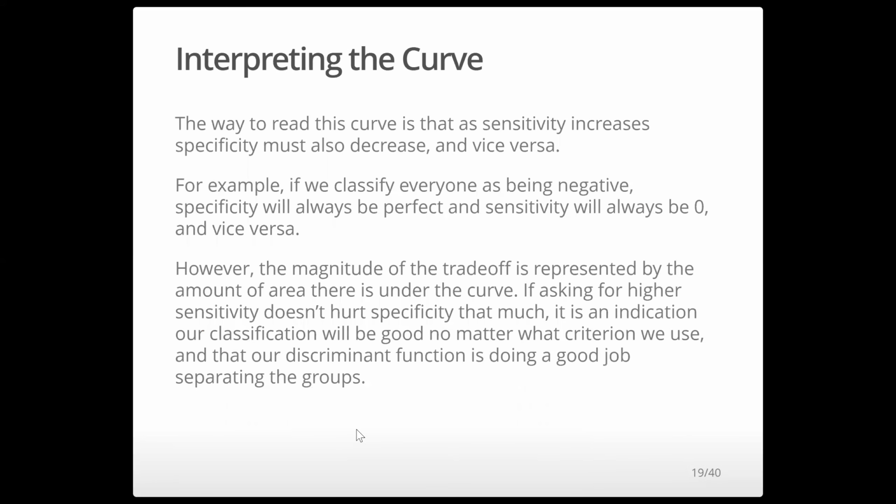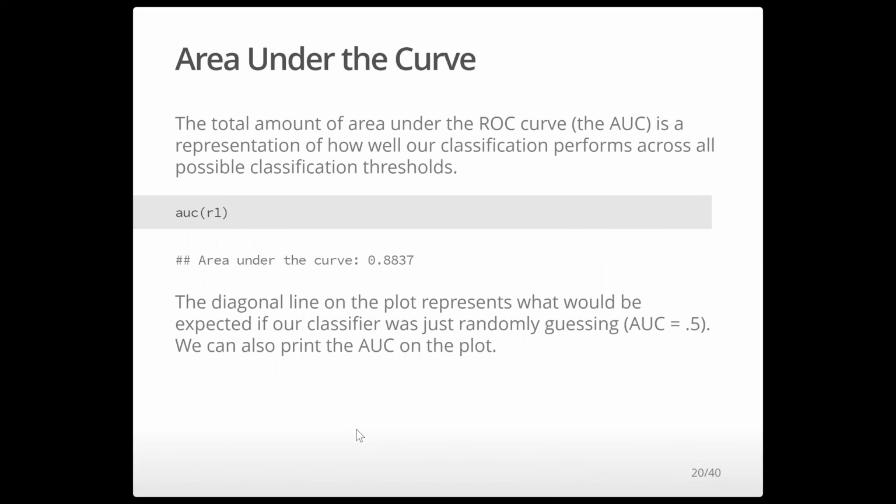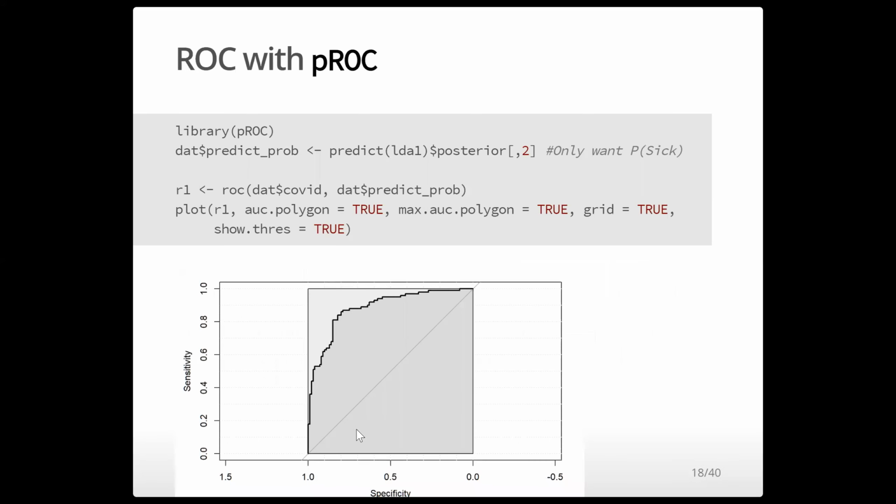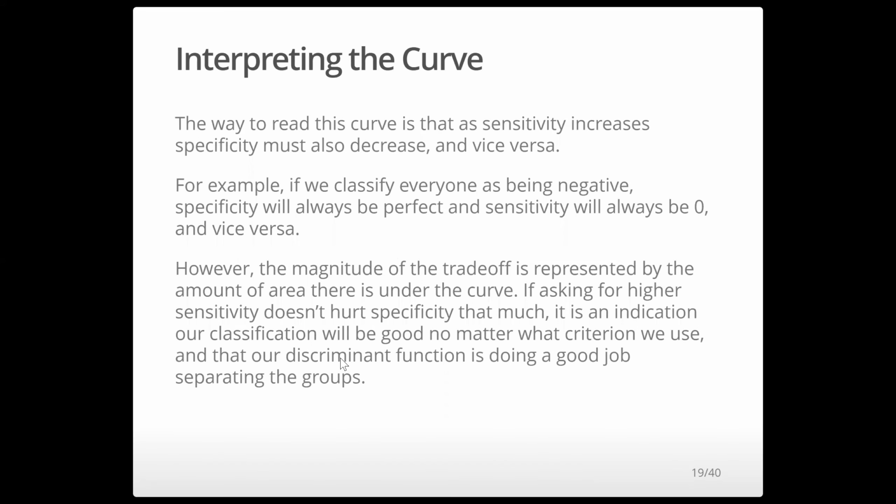And so that's sort of being explained here. The key interpretation from an ROC curve is that we can interpret the area that's under the curve. The more area under the curve, the less sensitivity and specificity trade off against one another, and the better our discrimination is doing, regardless of our classification criteria. So if we have a lot of area under the curve, it doesn't really matter what our actual classification criteria is. The discriminant function is still doing a really good job of separating our two classes.